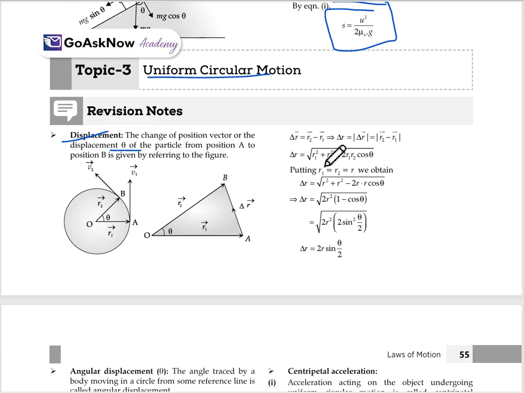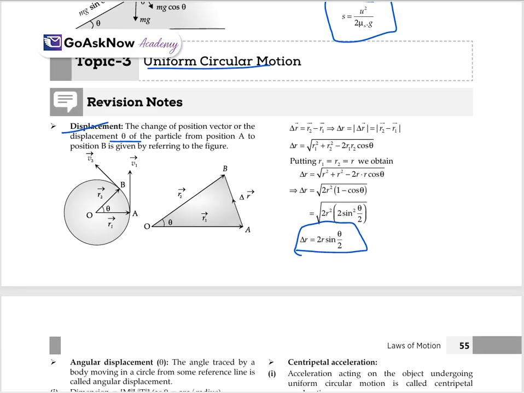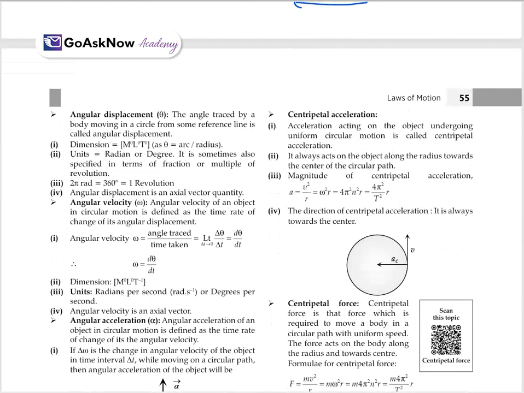Or resultant, we get delta r is equal to the square root of r1 square plus r2 square minus 2 r1 r2 cos theta. When we put the value of r1 and r2 equal to r and put all the values, we get delta r is equal to 2r sin theta by 2. Now the same for the angular displacement.